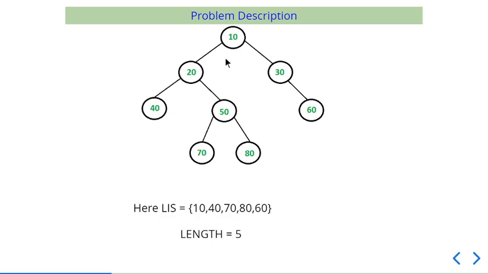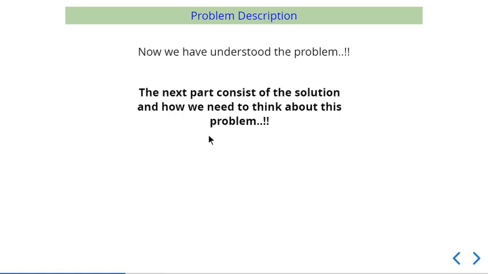So what are the nodes in it? 10, 40, 70, 80 and 60. We can see in this given tree that they do not have a direct edge or any common edge connection between the two nodes. So that is the description of the problem, and we need to find the largest independent set size. We do not need to find the nodes, we only need to find the size of this particular largest independent set. So we have understood the problem.